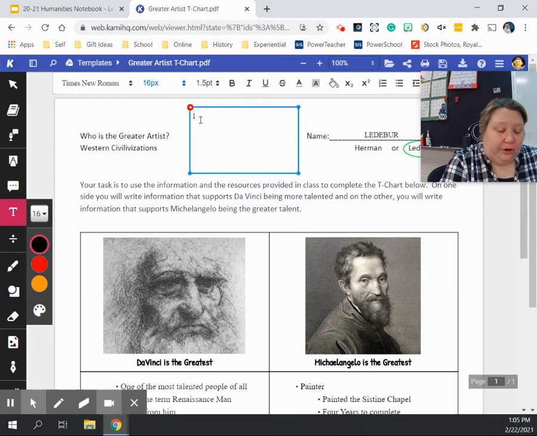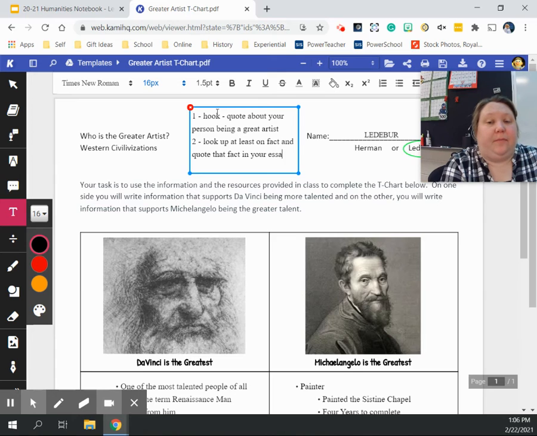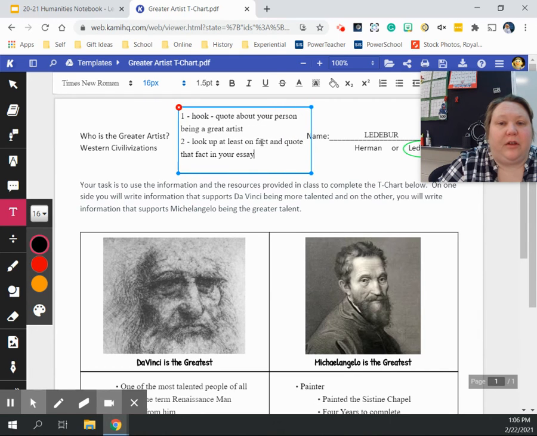So one, I would look for a hook, and I would make it a quote. I would choose a quote. I just think that they are easy. So I would look for a quote about someone saying something great about your person. The other thing that you're going to have to do is look up at least one fact and quote that fact in your essay. Okay, so you can go ahead and Google search or find out something that would help us understand this a little bit more. So you need definitely those two things. And I would, of course, write them right on my T-chart so I didn't lose them.